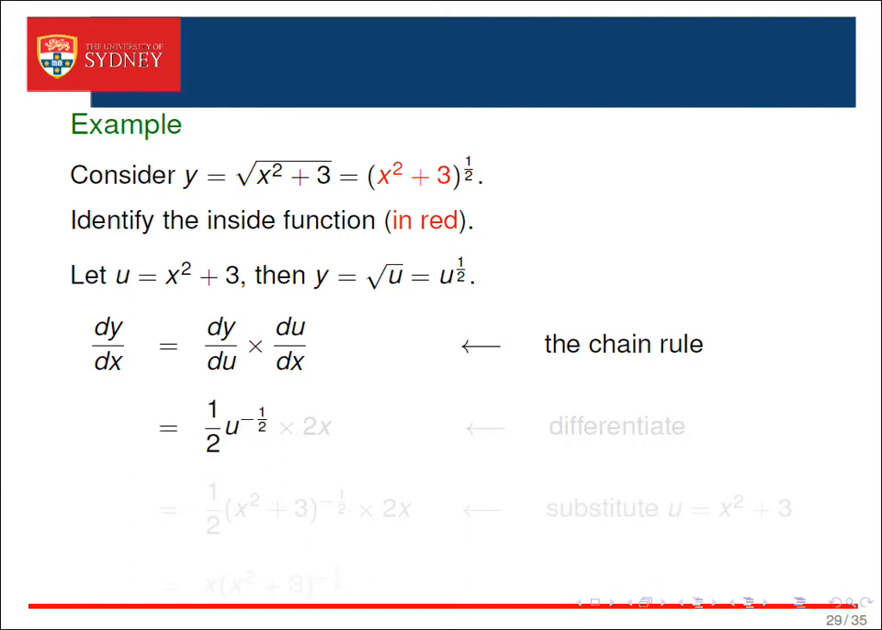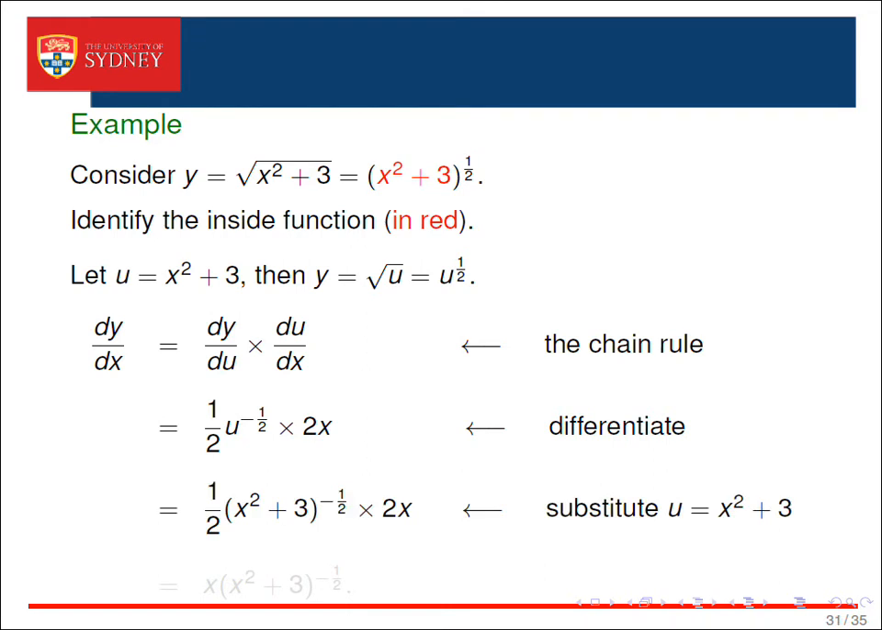Since y equals u to the half, dy du is a half times u to the power of minus a half, using the power law for differentiation. And since u equals x squared plus 3, du dx is therefore 2x. We then substitute back for u to obtain an answer in terms of x only. And this gives us the following upon simplifying.